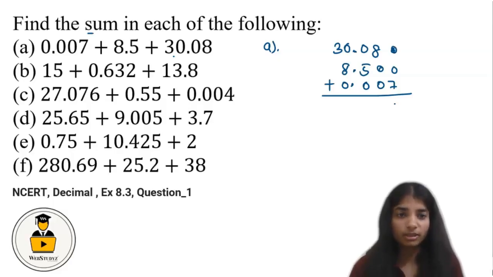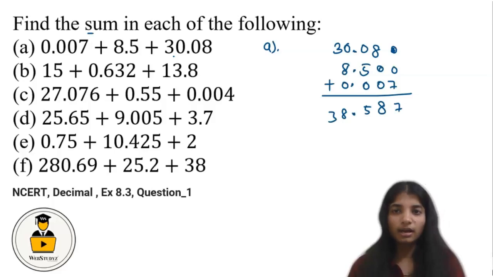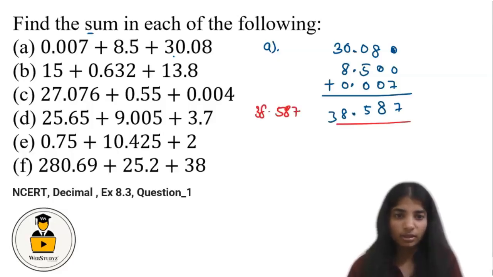So 0 plus 0 plus 7 is 7. Here is 8 plus 0 plus 0 is 8. And here is 5. This is 0 plus 8 plus 0 is 8. And this from here is 3. So from here we can say that the sum of part A is 38.587. So this is the answer to part A of this question.